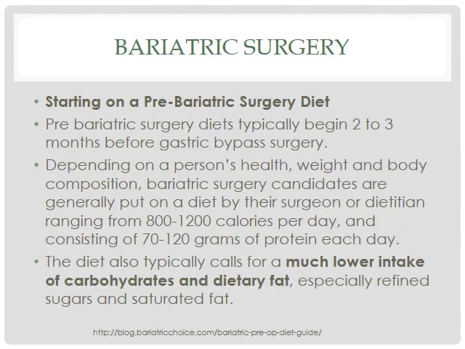Next, we're going to talk about bariatric surgery and the pre and post diet. Pre-bariatric surgery diets typically begin 2 to 3 months before gastric bypass surgery. Depending on a person's health, weight, and body composition, bariatric surgery candidates are generally put on a diet by their surgeon or dietitian ranging from 800 to 1200 calories per day and consisting of 70 to 120 grams of protein per day. This diet also typically calls for a much lower intake of carbohydrates and dietary fat, especially refined sugars and saturated fat.